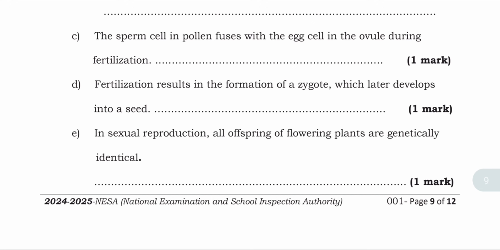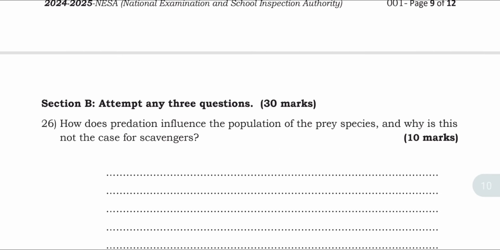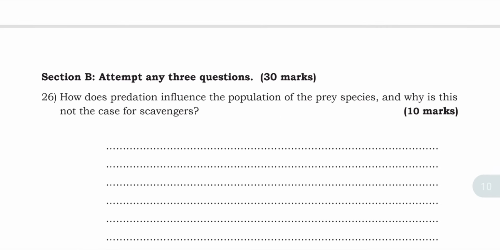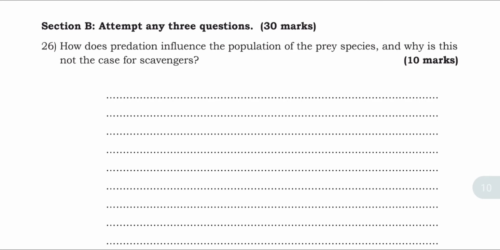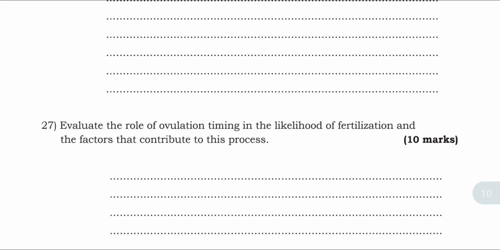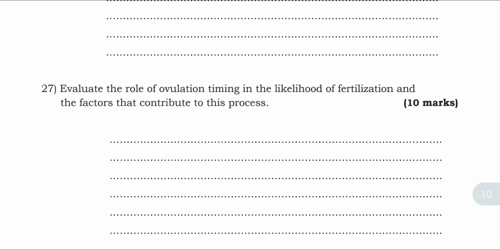Okay, now we can move on to the next question as it seems like this. That is section B. You have to choose only 3 questions. How does predation influence the population of prey species, and why is it not the case for scavengers? Evaluate the role of ovulation timing in the likelihood of fertilization and the factors that contribute to this process. And you have the lines here.